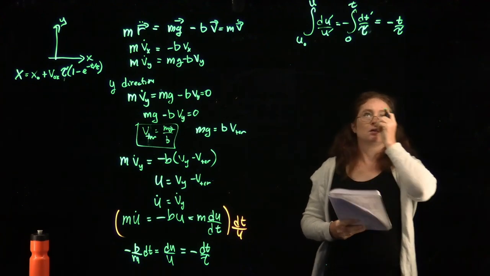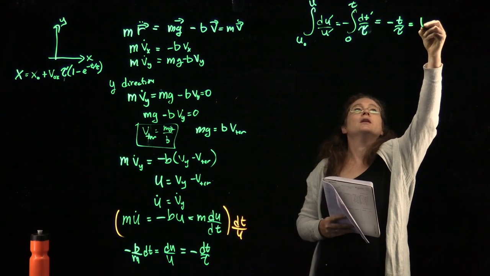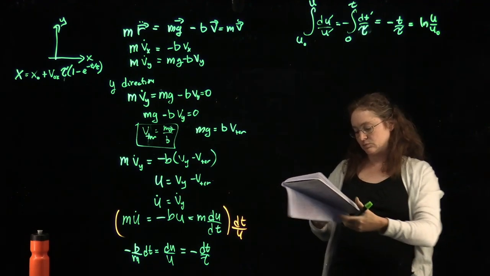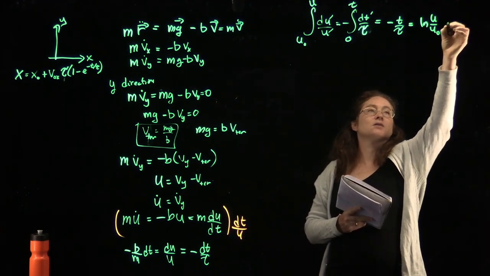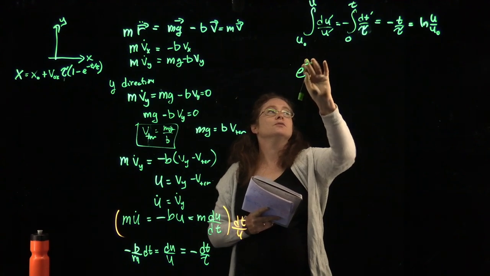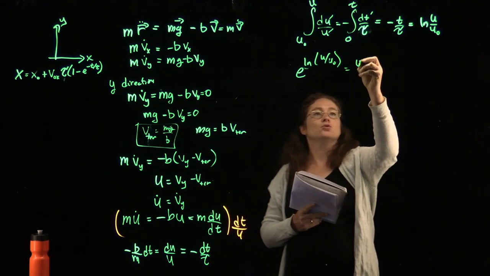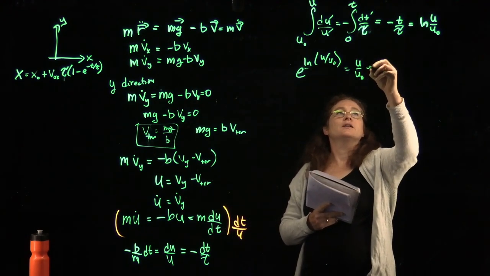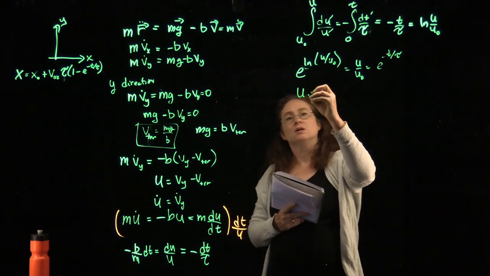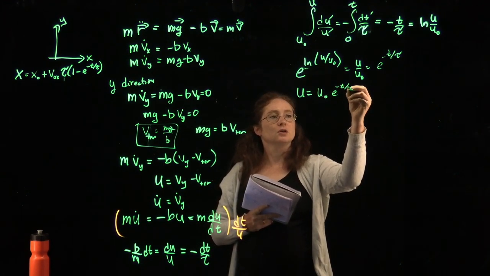And then this gives me natural log of u over u naught. So I'm going to do e to the natural log of u over u naught. That gives me u over u naught, and that is equal to e to the negative t over tau. And I get u equals u naught e to the negative t over tau.